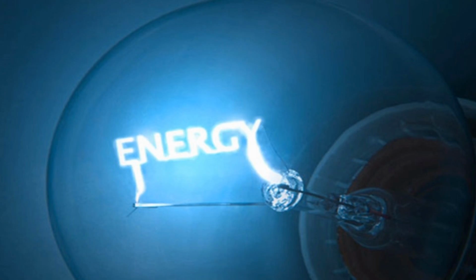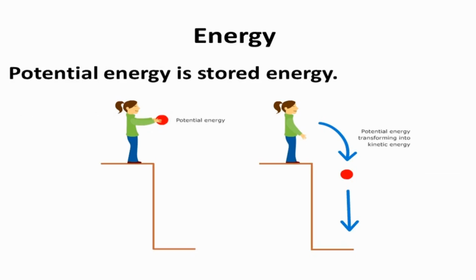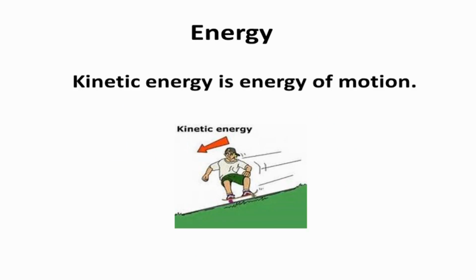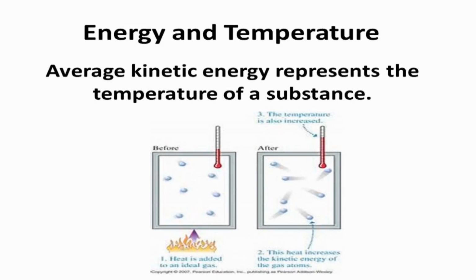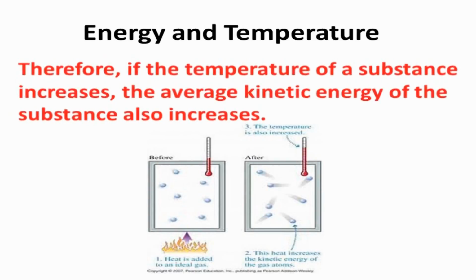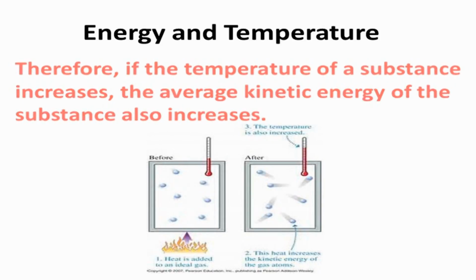Now for a brief review of energy. Energy is classified as potential energy or kinetic energy. Potential energy is stored energy, while kinetic energy is the energy of motion. Average kinetic energy is an indication of the speed that particles of a substance are moving or vibrating due to the input or extraction of heat energy. Average kinetic energy represents the temperature of a substance. Therefore, if the temperature of a substance increases, the average kinetic energy of the substance also increases.